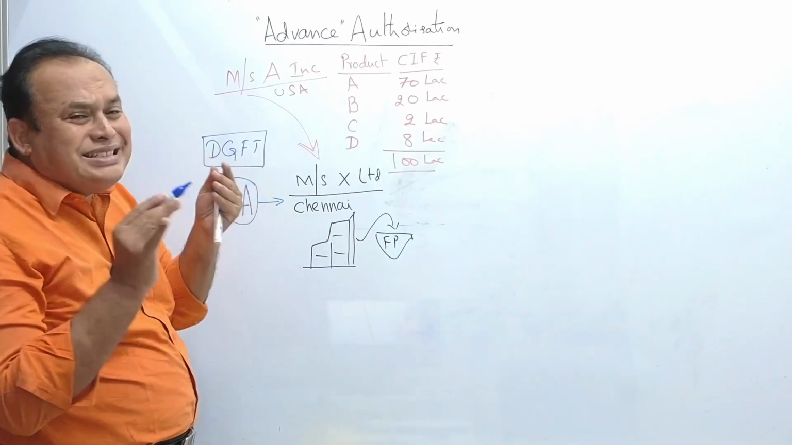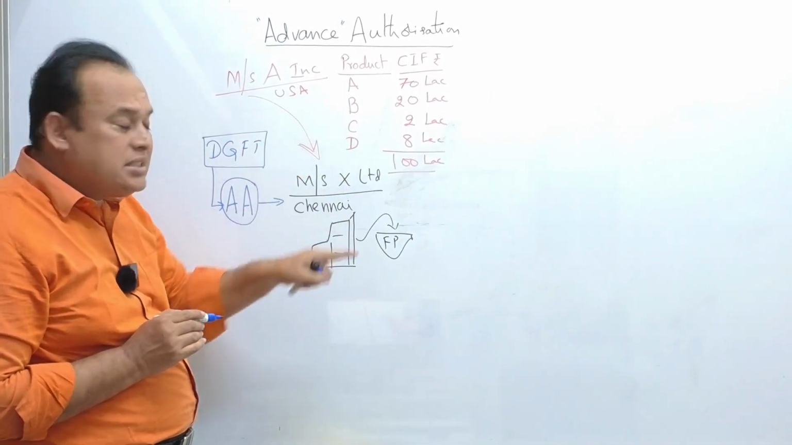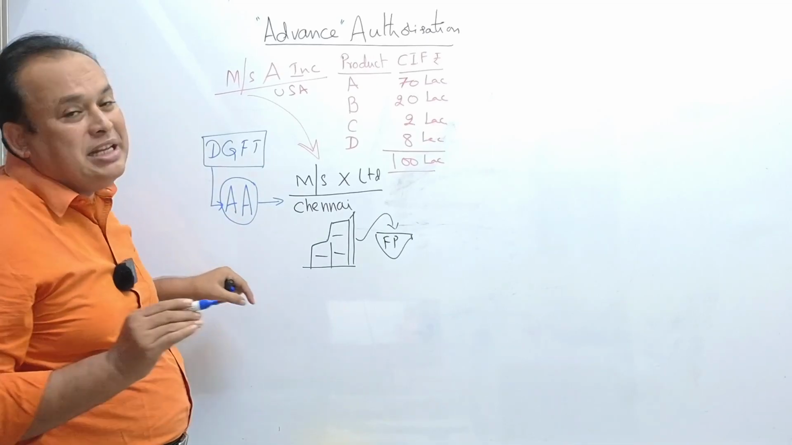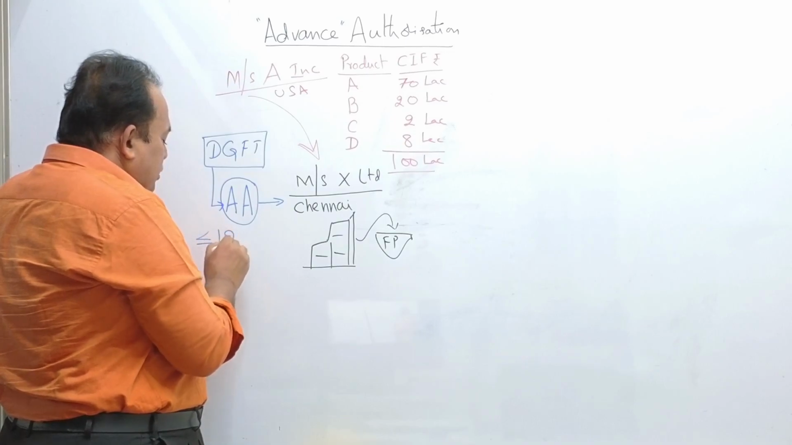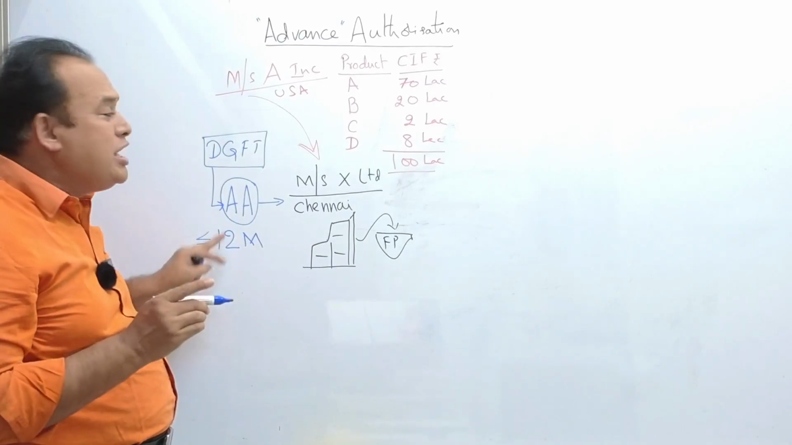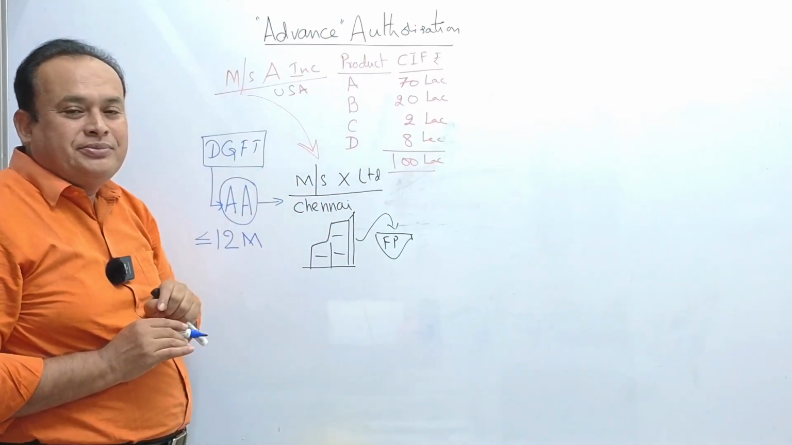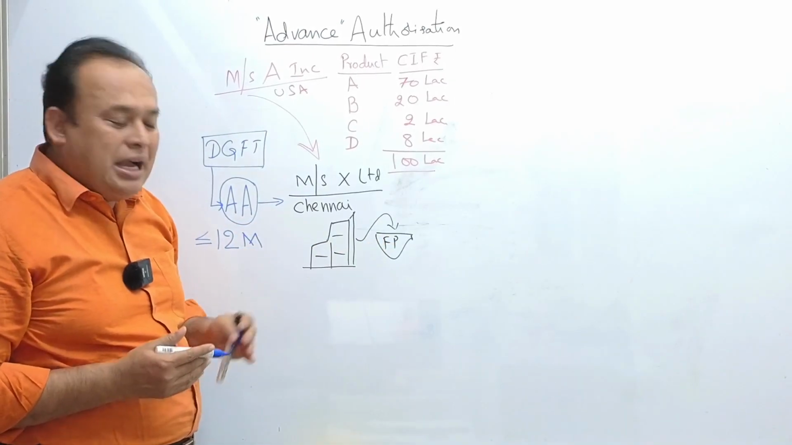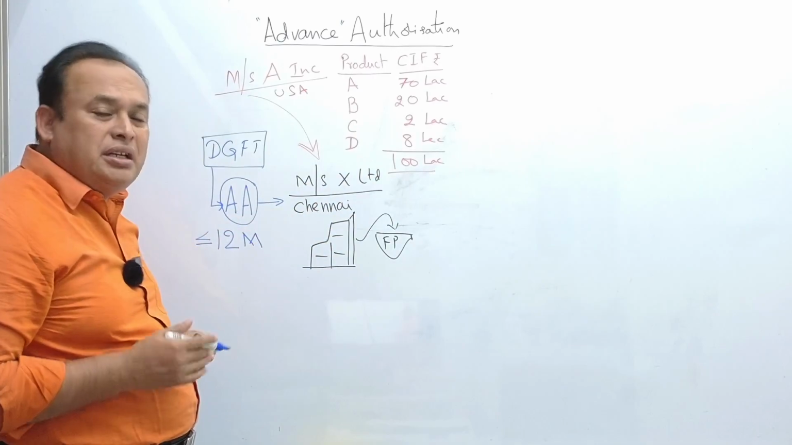Now, what is the time limit within which this X Limited should import the goods against advance authorization without payment of import duty? Here the time limit prescribed is within 12 months from the date of authorization. "Sir, 12 months insufficient, sir. Corona and all came, no sir, and too difficult to import the entire 100 lakhs worth of the goods within 12 months, sir." No problem.